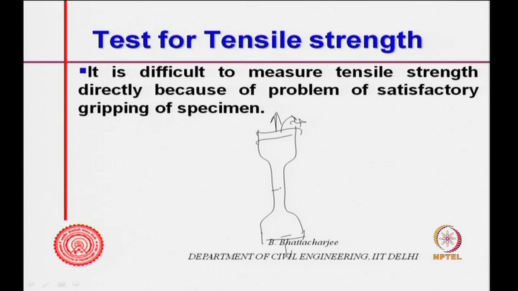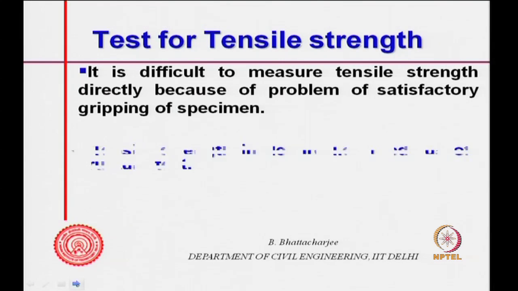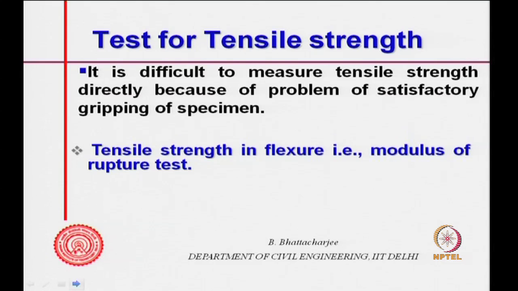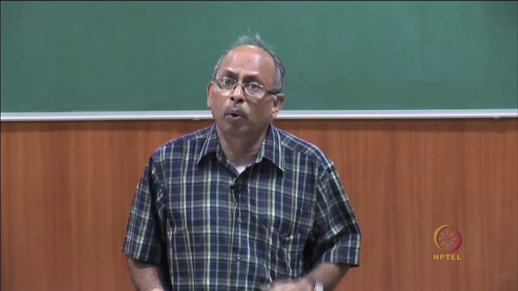It may not be a tensile failure. So, pulling it and all that, there is some amount of complication involved. Therefore, this test is not done. This test is not a preferred test for concrete tensile strength, and direct tensile strength is rarely used. Sometimes we use it, but we have a better method. Since we have a better or easier method, we use that.